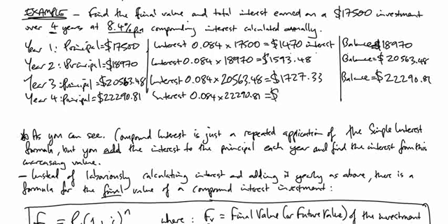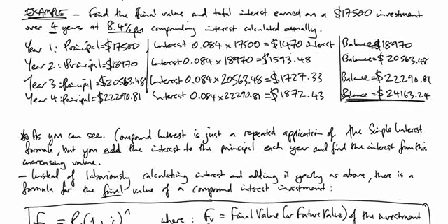a higher amount, like I've said before, 1872.43 this time. So the balance will be 22290.81 plus 1872.43. That comes to 24163.24. So find the final value and the total interest earned on a 17,500 investment.